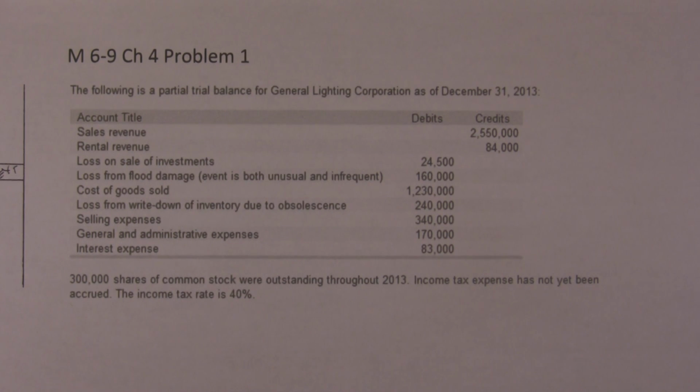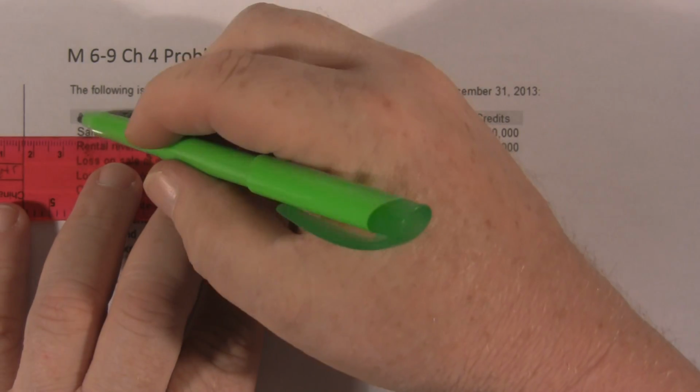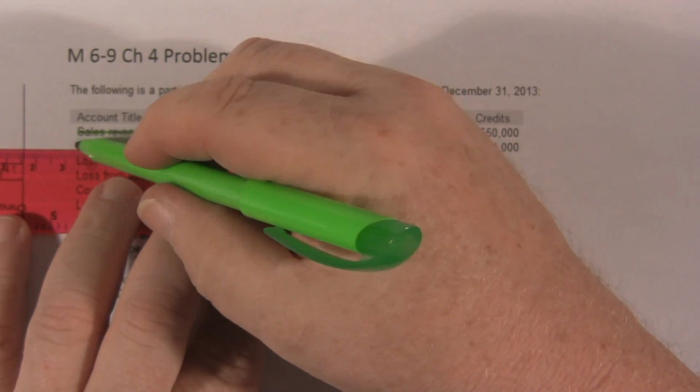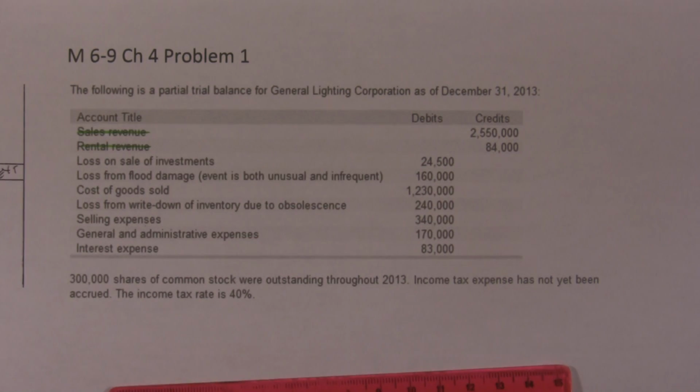Okay, problem 4, chapter 1. This brings together a lot of the things in module 6 through 9. Let's go through and identify the revenue and the expense accounts. I'm going to highlight the revenue in green. We have sales and rental revenue.